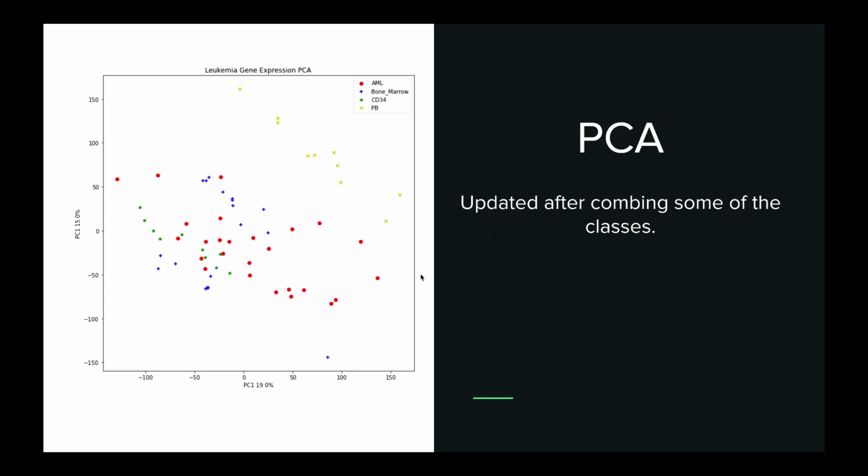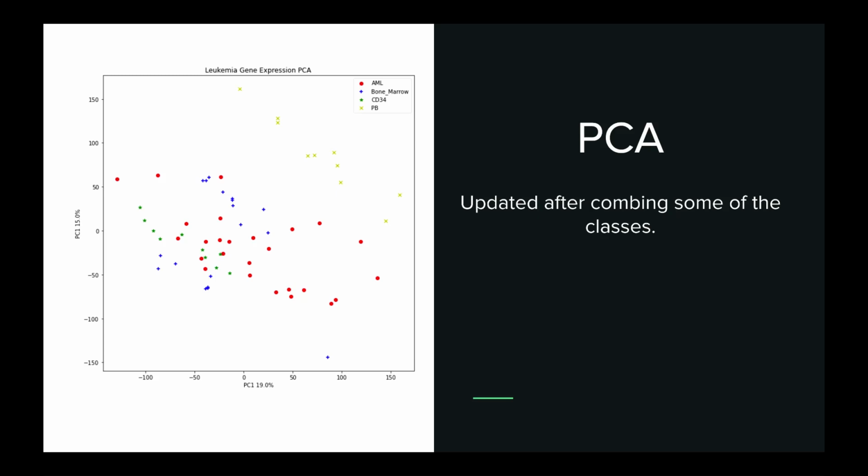And then this is the updated PCA. After doing a distribution, I noticed that there was a difference in the number of samples between the AML samples and the different subclasses of the normal samples. So I decided to combine the two different categories of CD34 cells into one variable, just to see what would happen. I was just a little bit curious, and additionally, I thought CD34 cells could be one general category, as I wasn't as interested in looking at them, to be honest.